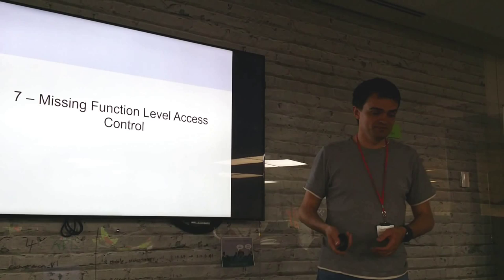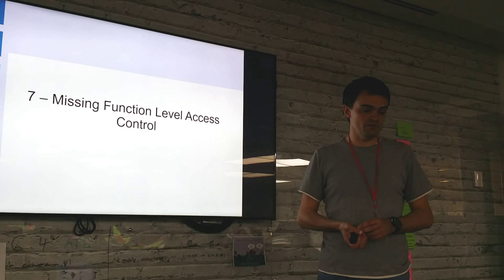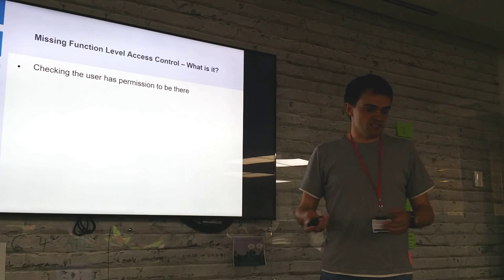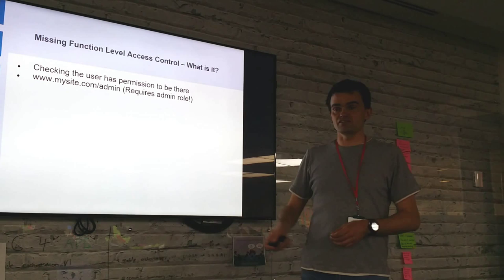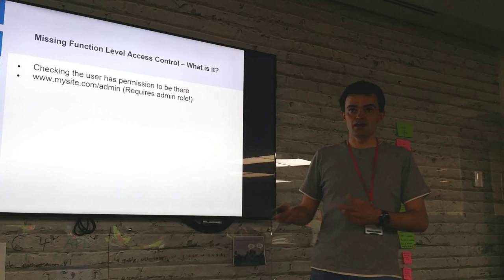So, the seventh most impactful vulnerability out in the world at the moment is missing function level access control. So what does that mean? Again, it's checking the user has to be there. So for instance, if you've got an admin section of your website, check that the user is an admin. I know this is going to seem Mickey Mouse to you, but actually this happens so often.